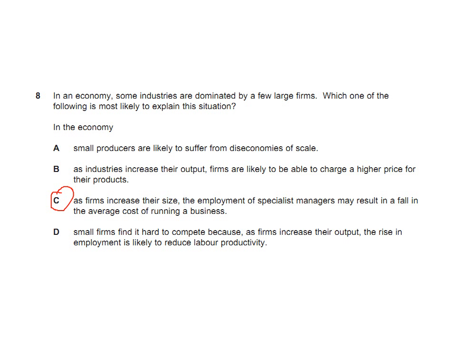Question 8. In an economy, some industries are dominated by a few large firms. Which of the following is most likely to explain this situation? In the economy, and then you've got a range of options. In this particular case, the answer is C. As firms increase their size, the employment of specialist managers may result in a fall in average costs of running a business. Quite clearly, it's fairly limited, the consideration of monopolies within Econ 1. It's really either going to link to price being high, output being low, or the existence of economies of scale. So here we can see economies of scale are the source of a barrier to entry.